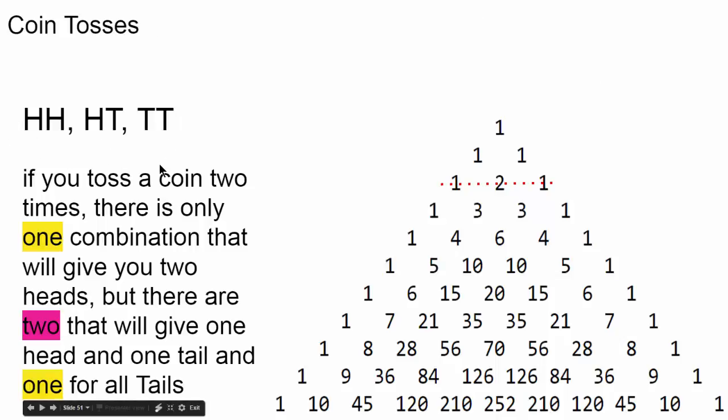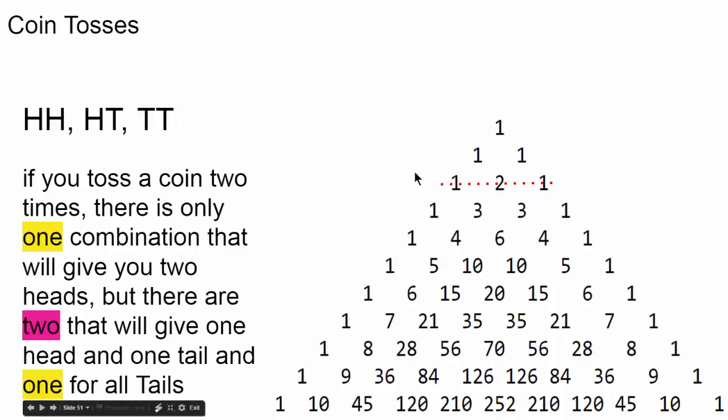So can we find this 1, 2, 1 in Pascal's triangle? Well, actually, yes, we do, and I highlighted it in red. We can have 1, 2, 1. So this is the combination that we get when we have a coin and we toss it twice. There's only one combination that we get heads, one combination that we get tails, and 2 combinations that will give us heads and tails, and it is 1, 2, 1.